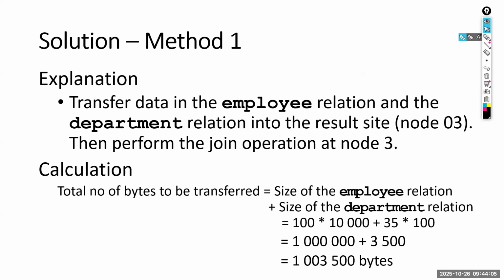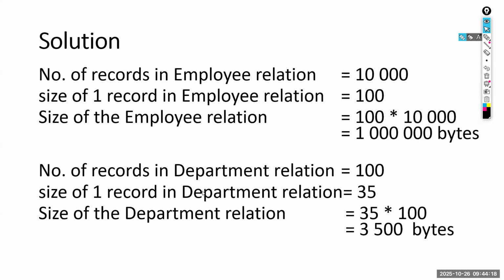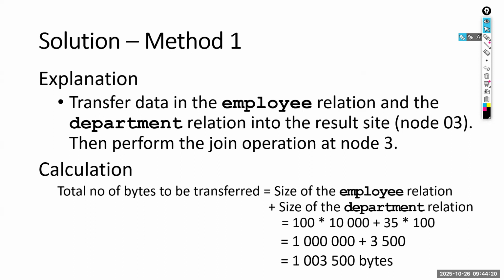And then you get rid of all the unnecessary fields, because we have transferred all the records, all the fields, but we just need employee first name, last name, and department name. And then you just extract those in memory and give it to the application. Anyway, that happens in node 3. And we need the result in node 3. So therefore, there's no further data transmission.